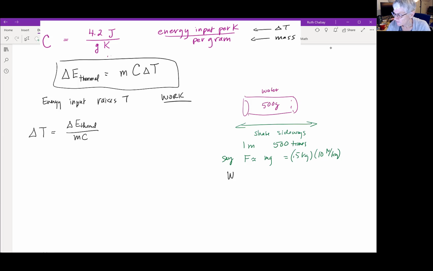Well, let's see how much work you did. Your work here is, so you move it back and forth. So that's twice. You're exerting a force of about 5 newtons. You're moving it through 1 meter, and you do it 500 times. So you have 5 newton force times 2 is 10 times 500, so you've done 5,000 joules of work. So that's our energy input. And that went into thermal energy.